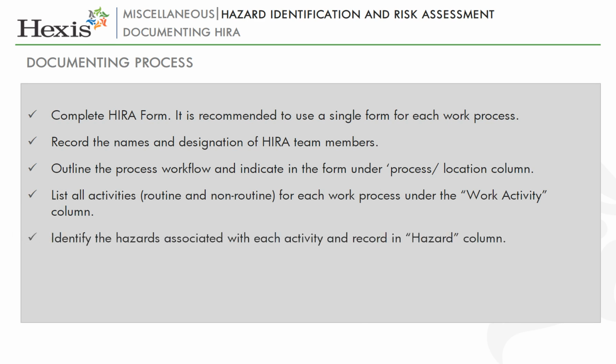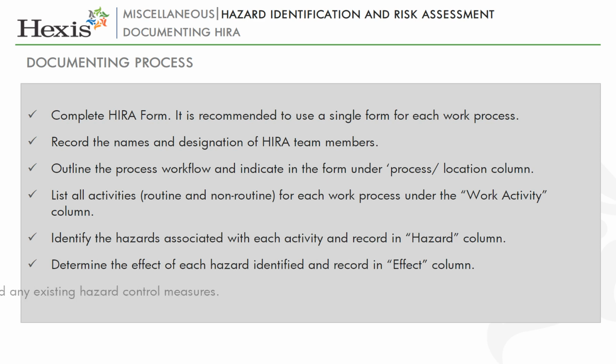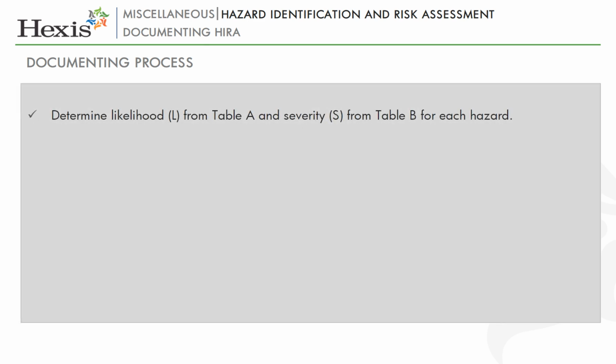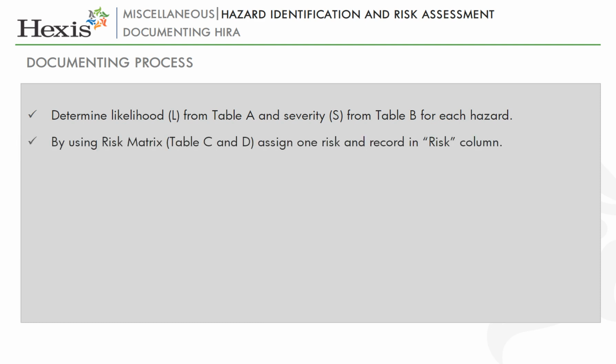Identify the hazards associated with each activity and record in Hazard column. Determine the effect of each hazard identified and record in Effect column. Record any existing hazard control measures. Determine likelihood, that is L, from Table A and severity, that is S, from Table B for each hazard. By using risk matrix, Table C and D, assign one risk and record in Risk column.